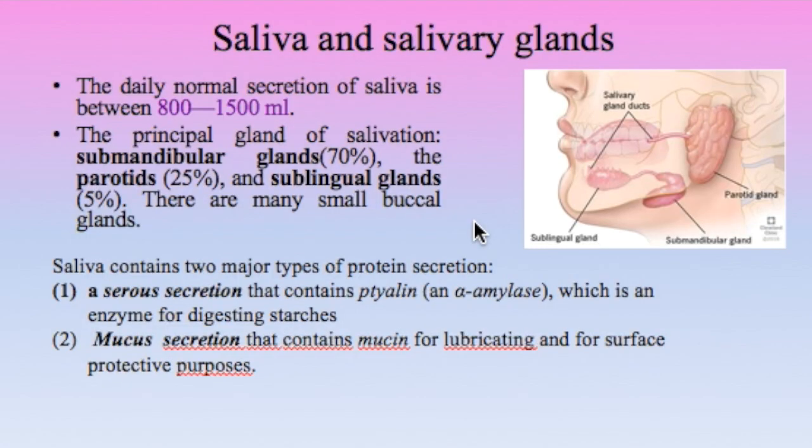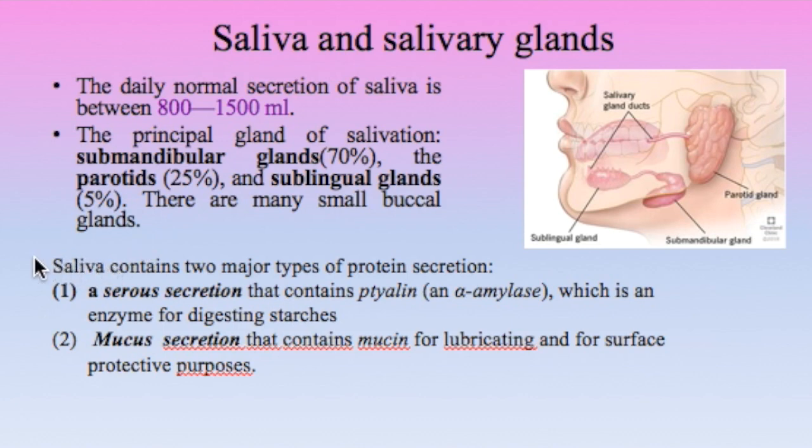Now we are going to discuss the saliva and salivary glands. The normal secretion of saliva is between 800 to 1500 ml per day, and the principal gland of salivation is the submandibular gland, which is responsible for the production of about 70% of the total saliva. The parotid gland is responsible for the secretion of about 25% of saliva, and the sublingual gland is responsible for the secretion of only 5% of saliva. And we also have many small buccal glands.